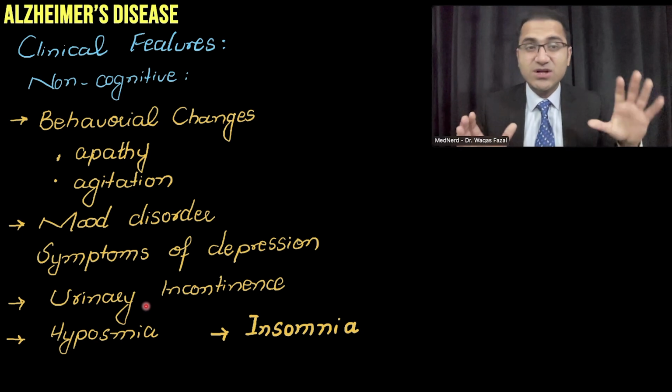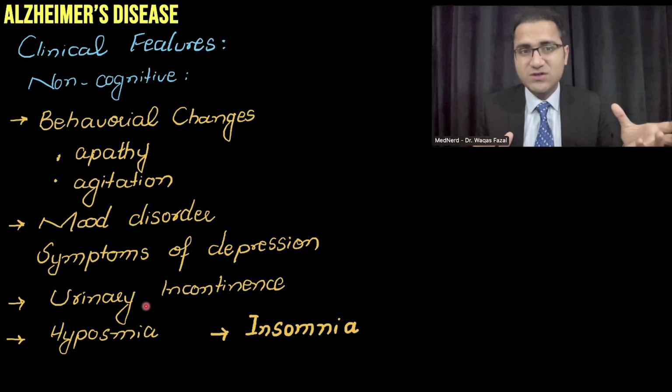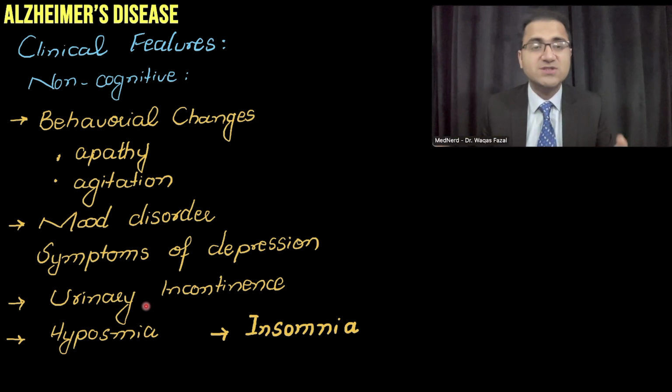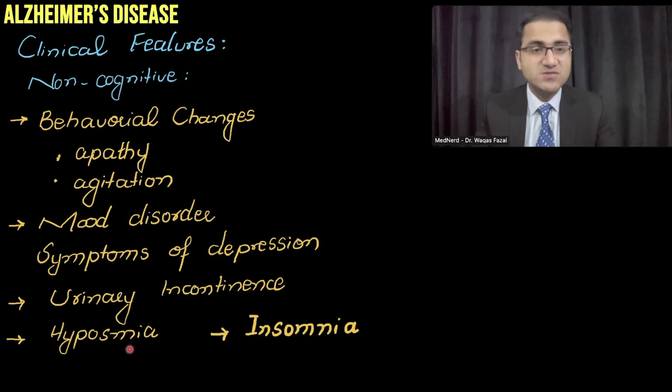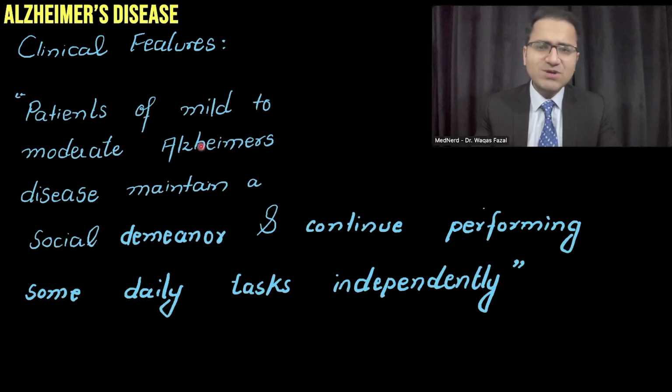In the later stages, the normal social demeanor is lost in these patients. These patients develop urinary incontinence. These patients don't know how to wear clothes. These patients don't know how to eat food. And it also affects the entorhinal cortex, resulting in hyposmia, where they're unable to smell things. And in the later stages, these patients can also experience insomnia. Patients of mild to moderate Alzheimer's disease maintain a normal social demeanor and continue performing some daily life activities independently. But in the later stages, these activities are also lost.